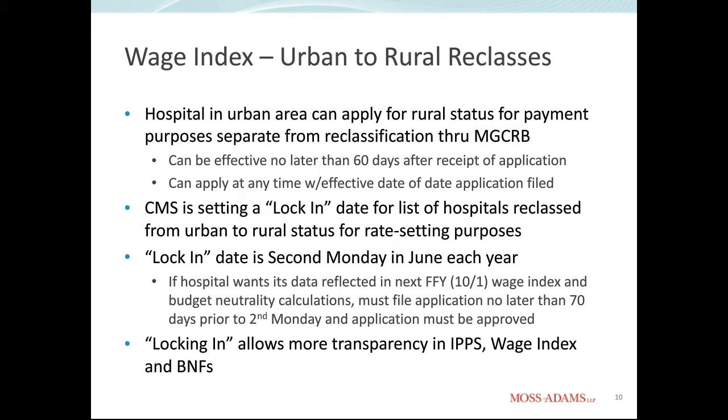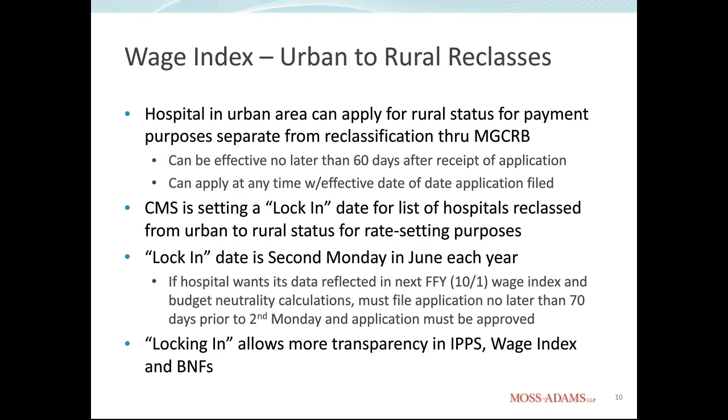The wrinkle in this is that hospitals can pursue an urban to rural reclass at any point in time during the year. It can be effective no later than 60 days after CMS receives receipt of the application. It can apply at any time, like I said. And so what CMS is concerned about is hospitals that do reclassify, how are they going to be incorporated and when are they going to be incorporated into the development of the wage index factors.